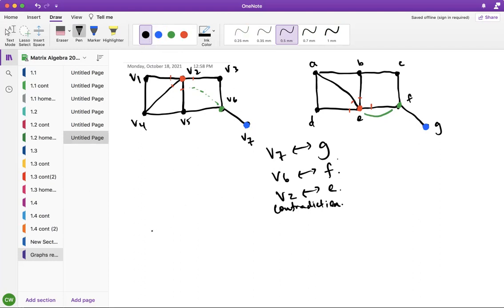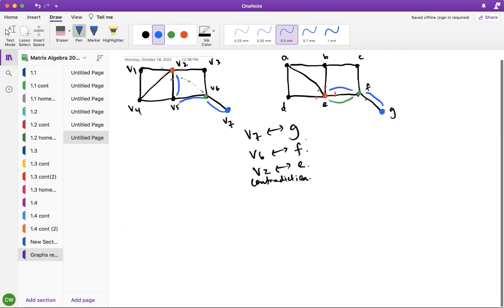So if you think about it, I can get from V7 to V2 by a minimum number of 3 steps. But I could get from G to E by a minimum number of 2 steps, right? So automatically that should tell you that these things are not isomorphic. That'll help us a lot in determining when things are not isomorphic: path length.